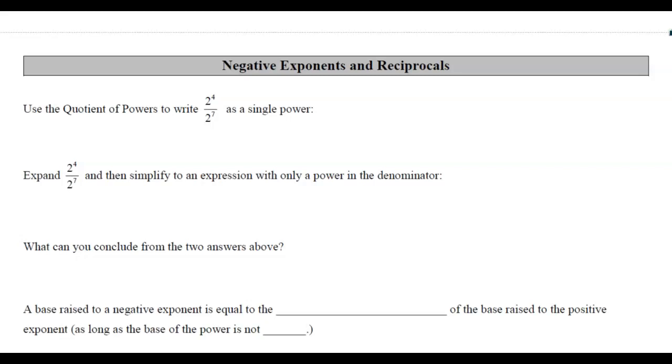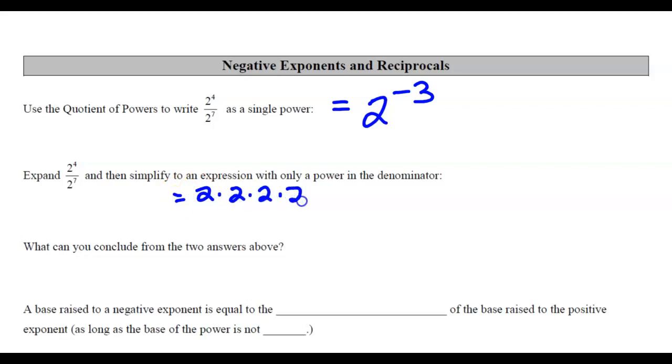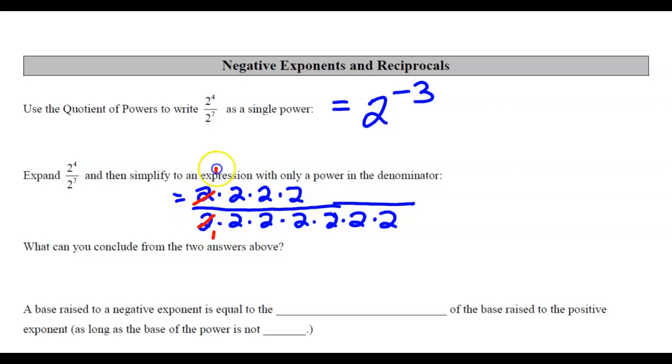So we're doing negative exponents. Get your pencil out, ready to do it. Okay, so simplify common factors of 2.